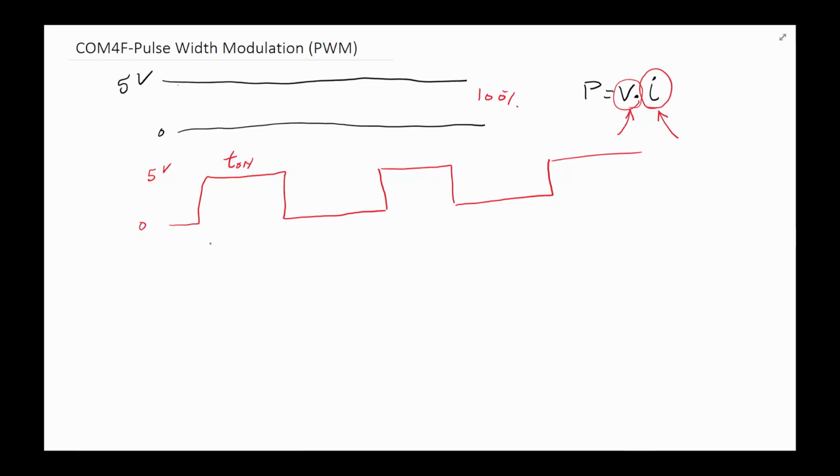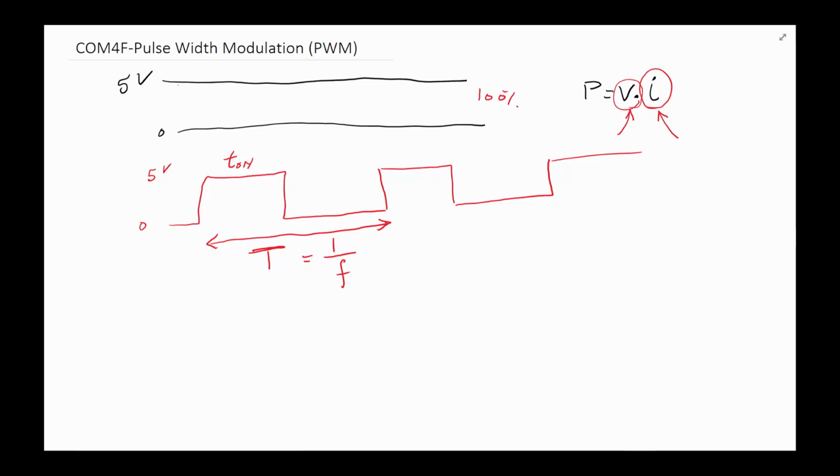But then if we call this whole thing a period, capital T represents the period, which, as you may know, is 1 over frequency. T says how many seconds a single cycle takes. F says how many cycles exist in a second. So what does that do for us? Well, by adjusting how long T on is, we are able to change the average voltage delivered, and therefore the average power.